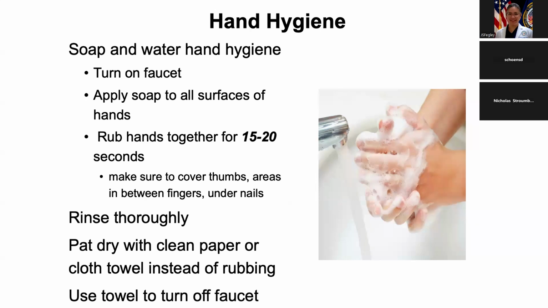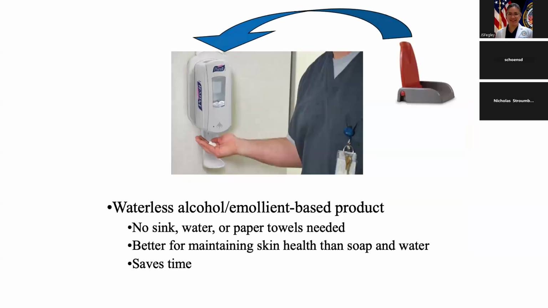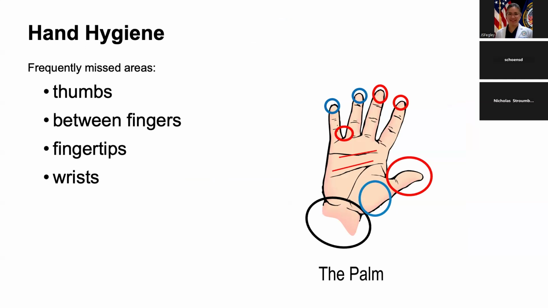This is from the WHO. You actually need to rub your hands for 15 to 20 seconds. I don't know if anyone's ever done that, but that's certainly the recommended process. And so where do people miss hand hygiene? The fingertips, the webbed spaces between the fingers, the palms, and then the thumb is what's most commonly missed.